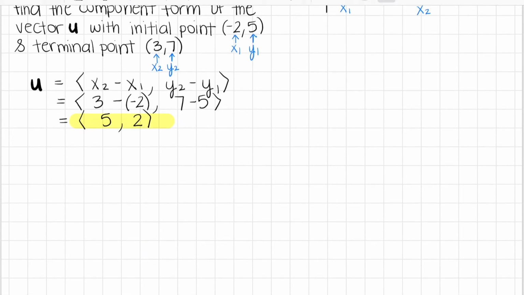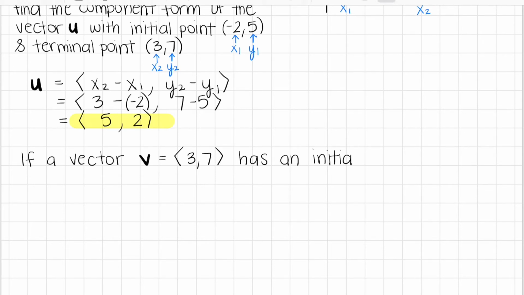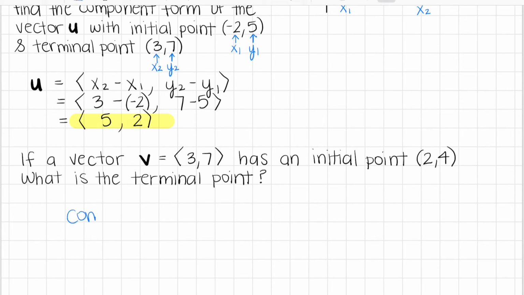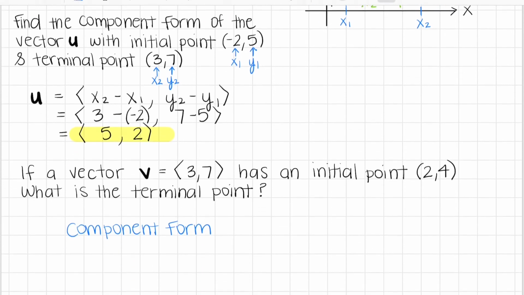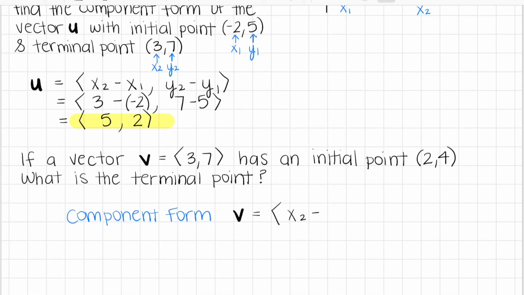Let's try another example that's a little bit different. If you have a vector v, <3, 7>, that has an initial point of (2, 4), what is the terminal point? So we know from our component form formula, a vector, which in this case is v, equals x2 minus x1 and y2 minus y1.